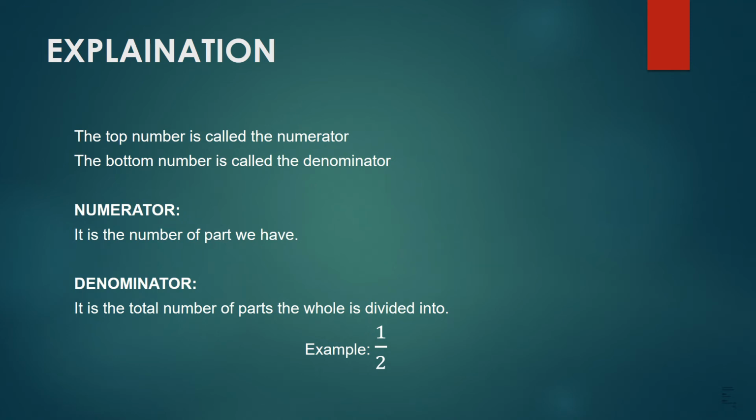Now, explanation of numerator and denominator. Numerator is the number of parts we have. Denominator is the total number of parts the whole is divided into. In example 1/2, 1 is the numerator and 2 is the denominator.